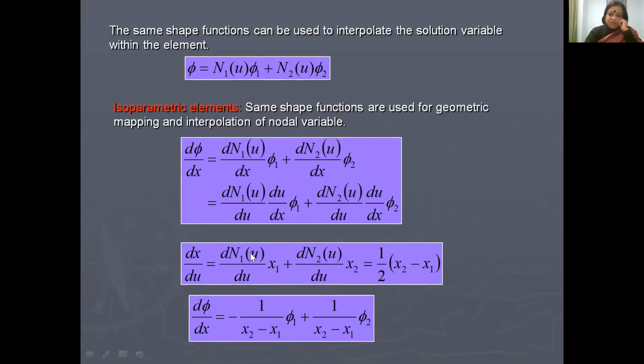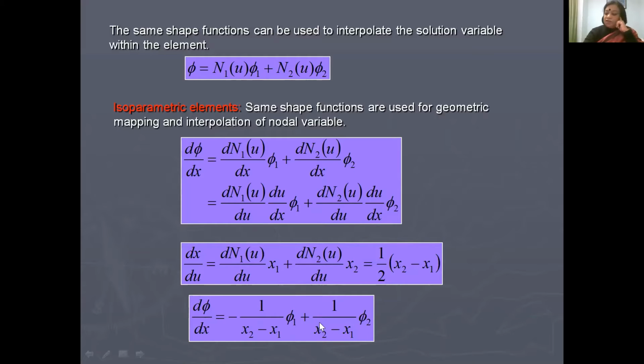So dx du is equal to dN1 du into x1 plus dN2 du into x2, which I can calculate for the given shape functions as half (x2 minus x1). So automatically I get the value of d phi dx. d phi dx is minus 1 over (x2 minus x1) into phi 1 plus 1 over (x2 minus x1) into phi 2. So I have found dN1 du, I have found dN2 du, I have interposed the values, and I also have found du dx, and therefore I have been able to find d phi dx in terms of the physical coordinates and the nodal variables.